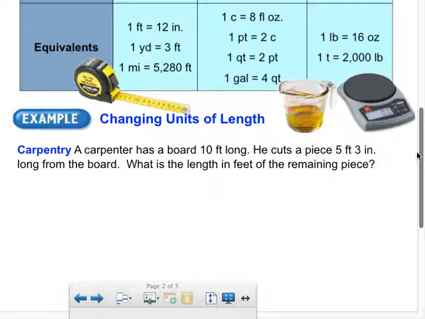Okay. What I need you to do is try this problem, and we're going to discuss it here in a moment. Throughout the day, I've seen some different strategies. My method might be a little different than yours, and you might get the same answer.